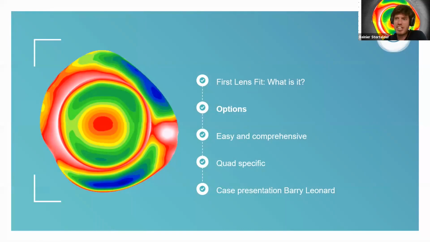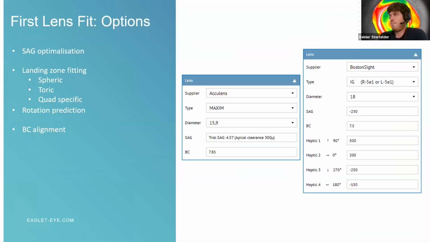Feel free to ask any questions about how this works, but I will move on to the second topic about what options we have in our algorithms. First of all, we predict the sagittal height of the lens, and we include the settling as well as apical clearance, and we follow the lab recommendations as much as possible. So on average, you can say 100 microns of settling plus 300 microns of apical clearance.